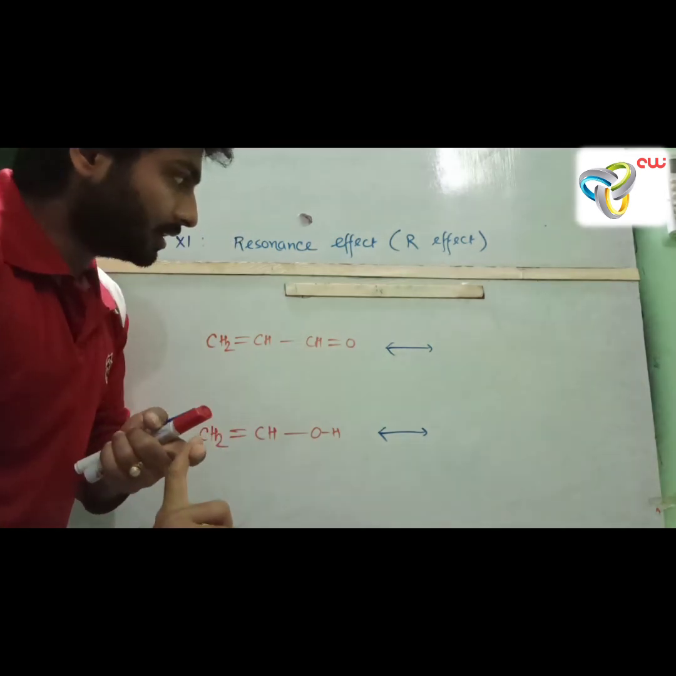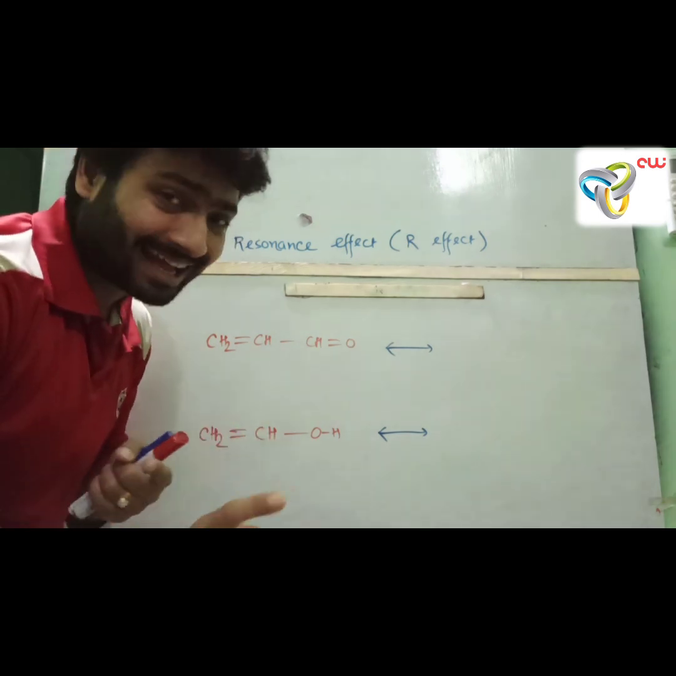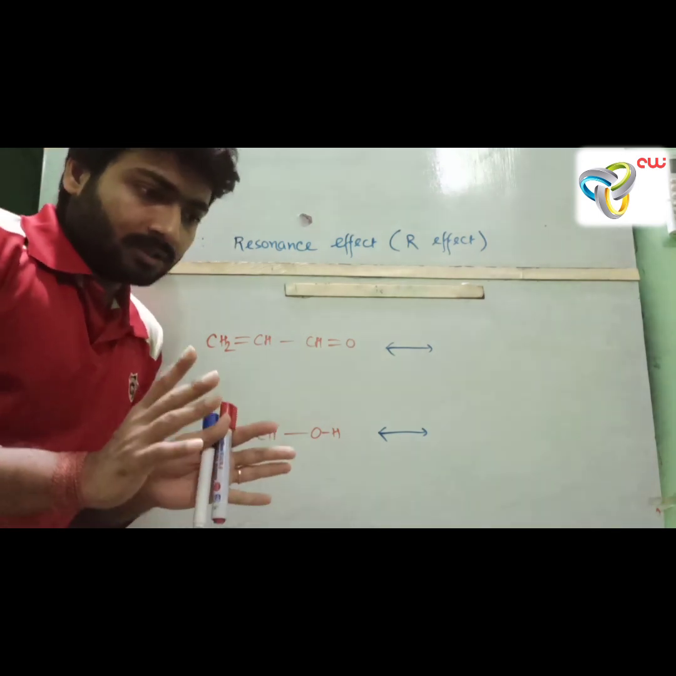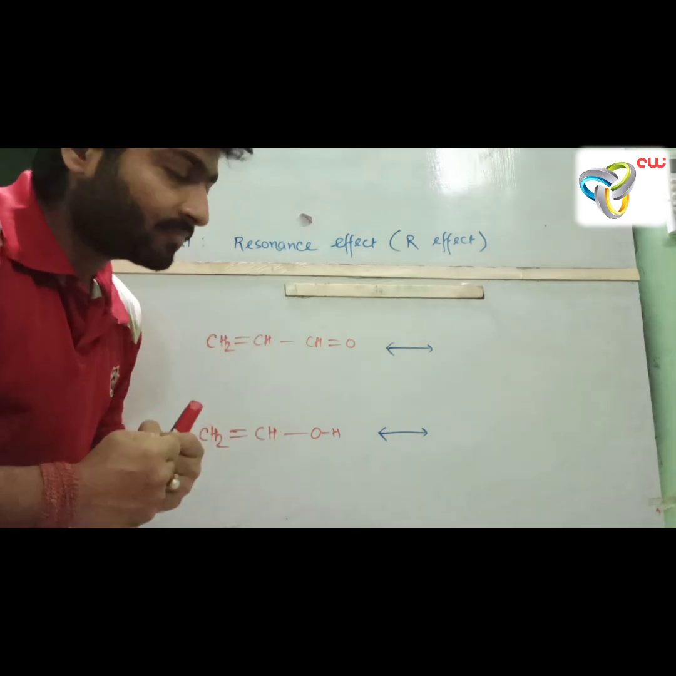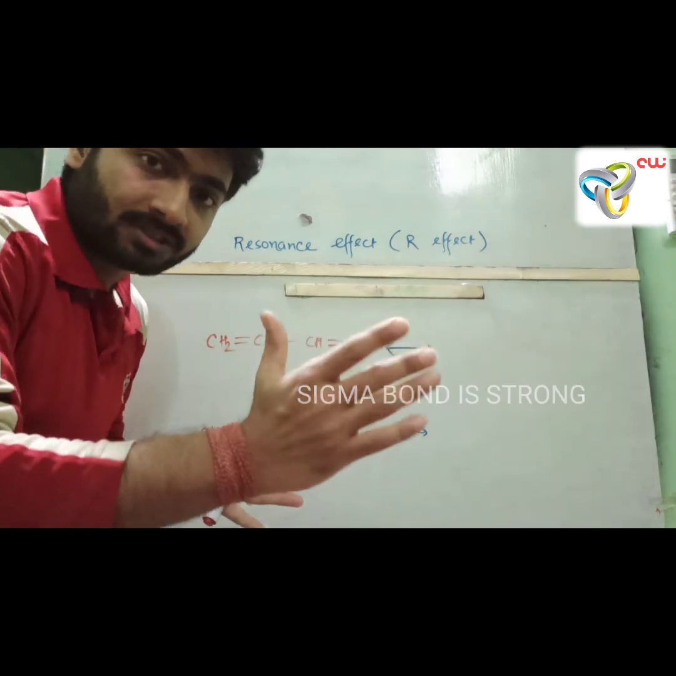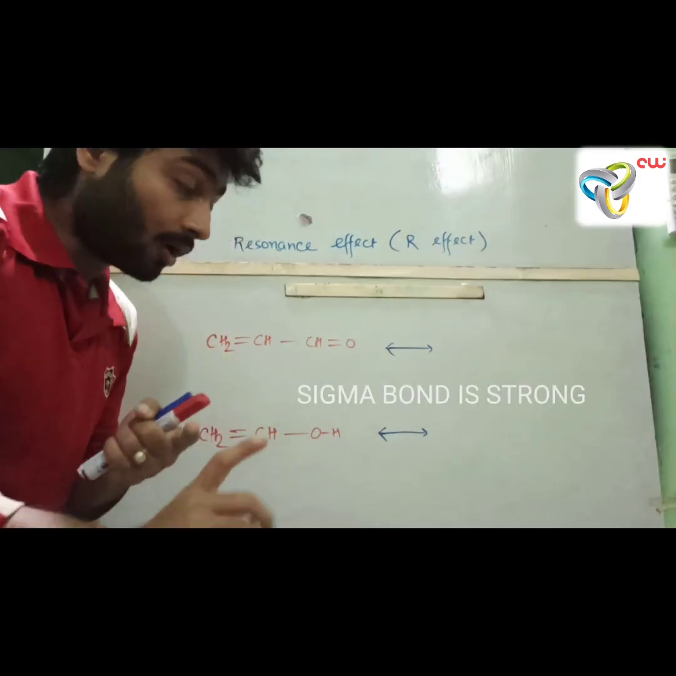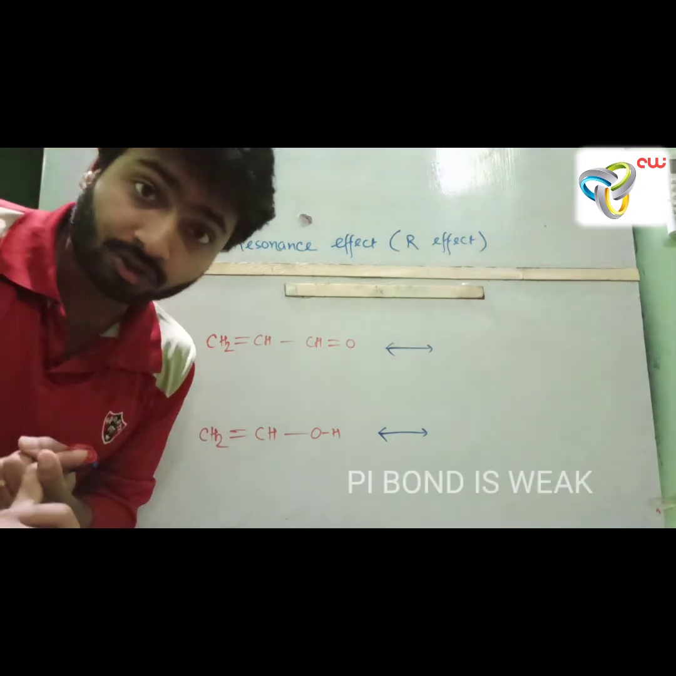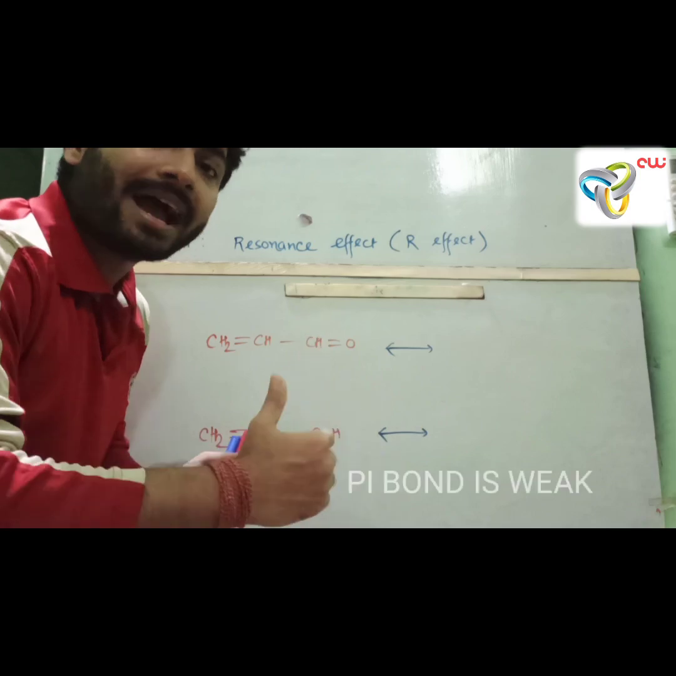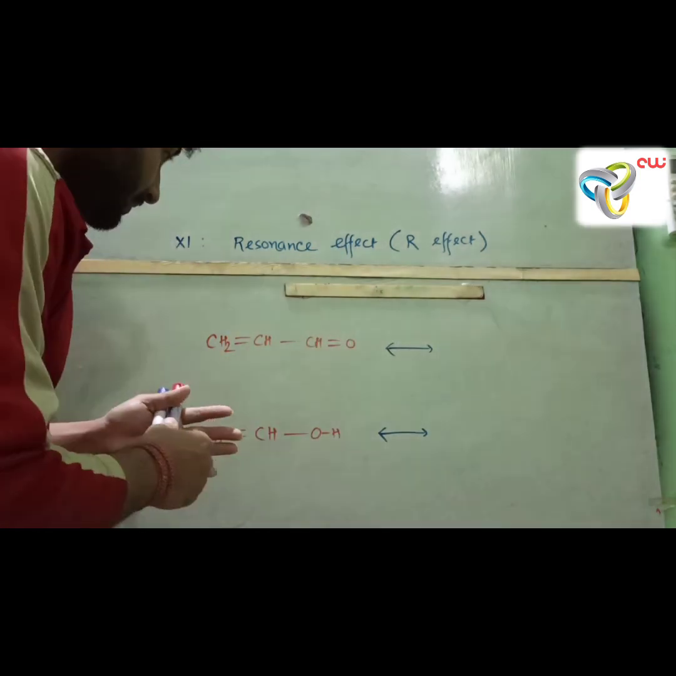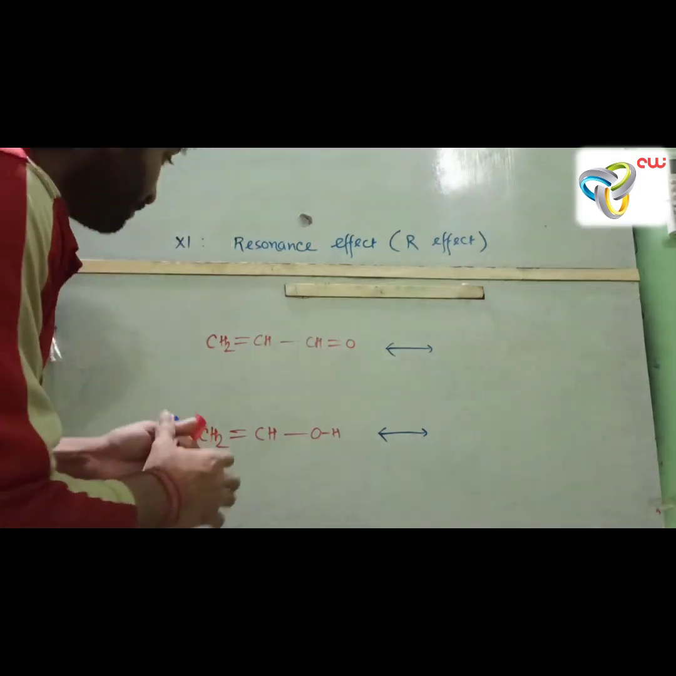Earlier we have discussed there are two types of bonds present. One is the sigma bond and the other is the pi bond. Now just remember that a sigma bond is a very strong bond. It doesn't easily move. But pi bonds, or the lone pairs of electrons, are very much free. They can easily move around the structures. So how it happens, we are going to show you that.